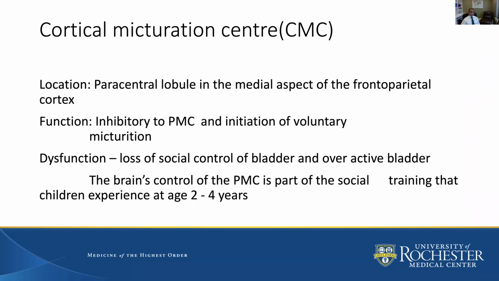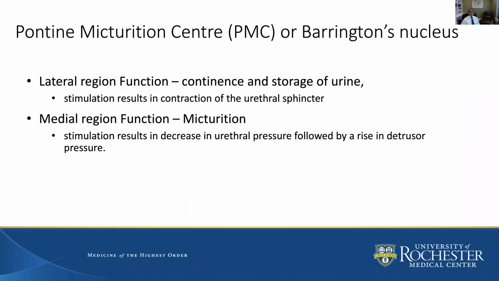Whenever there's a dysfunction of the cortical micturition center, there's loss of social control of the bladder. And since the inhibition is lost, you may see some overactive bladder functions. The bladder control, or the cortical control, is part of social training, and kids usually experience it at age 2 to 4 years.